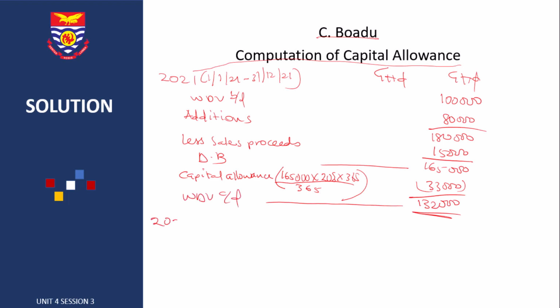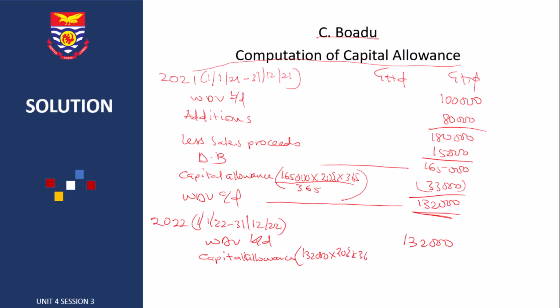Then we go to 2022 year of assessment. Our basis period, we have 1st January 2022 to 31st December 2022. We have our written down value brought down 132,000. We had no other transactions taking place in 2022. So we just go straight away to compute for our capital allowance. So we have 132,000 multiplying 20% times 365 over 365.